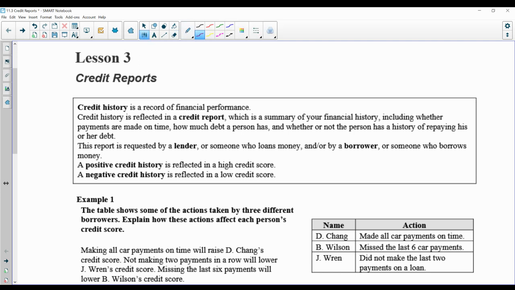Vargas. I'm going to go over lesson 11.3 credit reports. I'm going to go over some notes first before you do your assignment. So here in these notes, I'm going to give you some definitions.